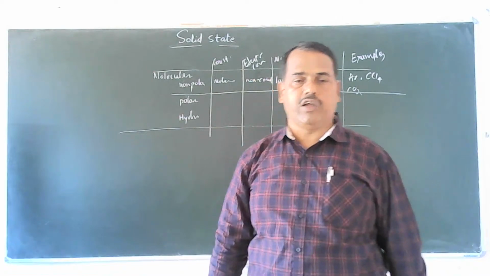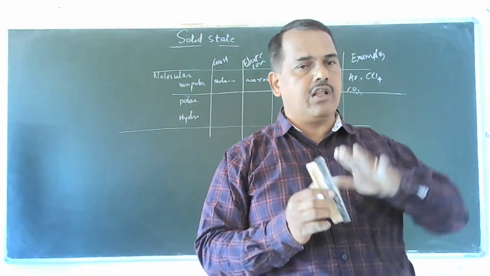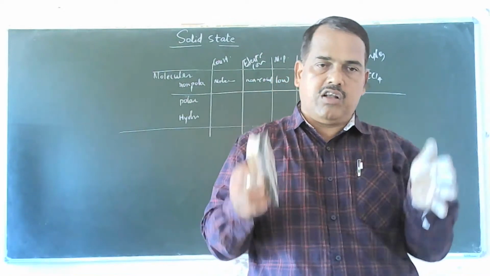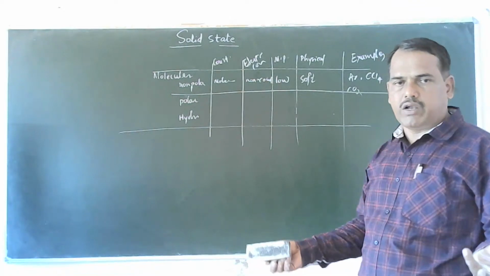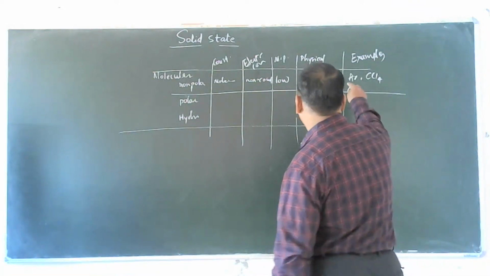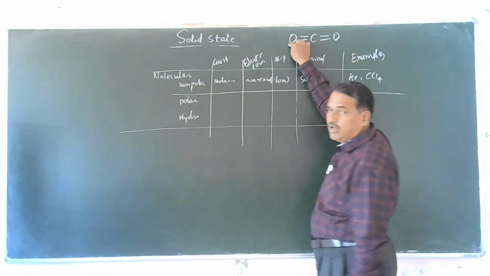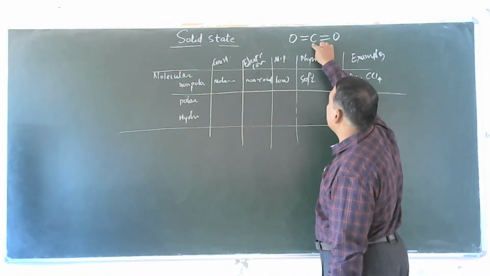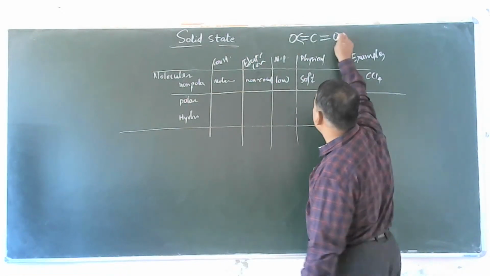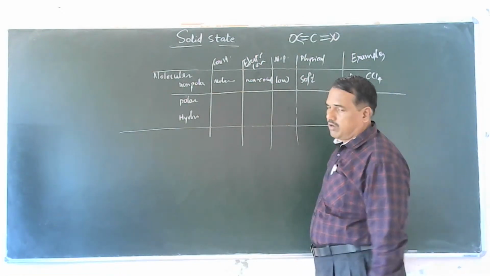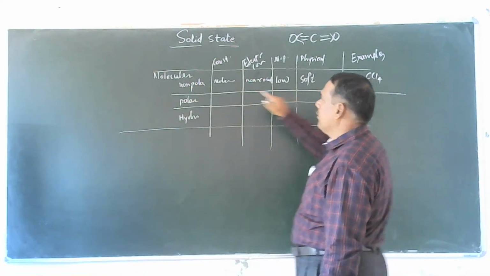Are you clear? See, carbon dioxide: the carbon atom is at the center, with one oxygen atom on one side and another oxygen atom on the other side. The resultant dipole, that means resultant polarity, is zero, therefore it is called a non-polar molecular solid. So this is the carbon dioxide structure. Even though oxygen is more electronegative than carbon, the dipoles are in opposite directions, therefore it is a non-polar molecular solid. Okay, polar molecular solid.